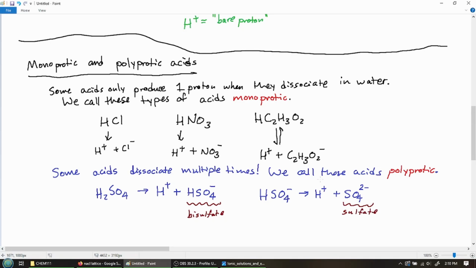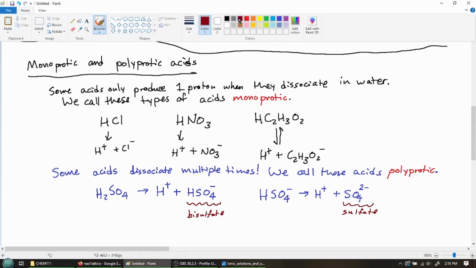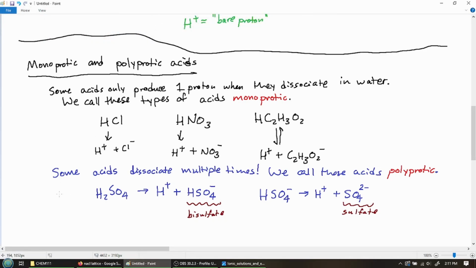So an acid like sulfuric acid is going to be considered polyprotic, diprotic in fact, because it has 2 protons that it can give. So let's switch back to the other red here. So we're going to say that this one is diprotic.